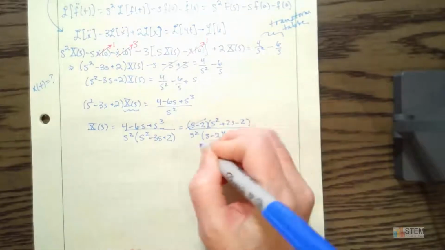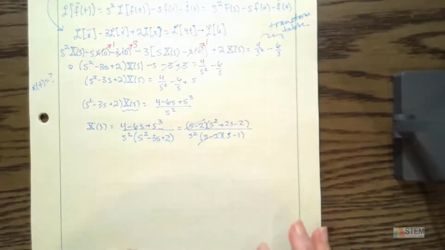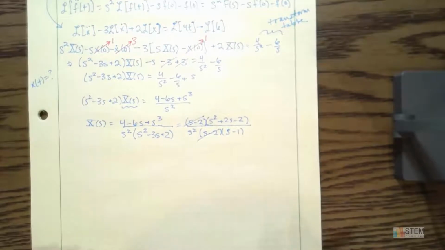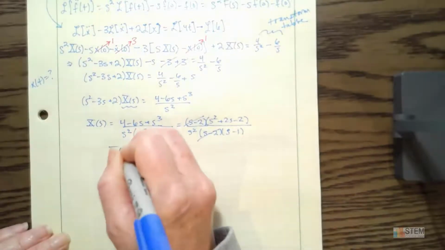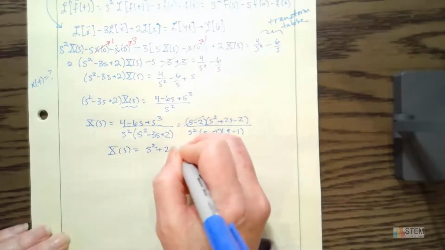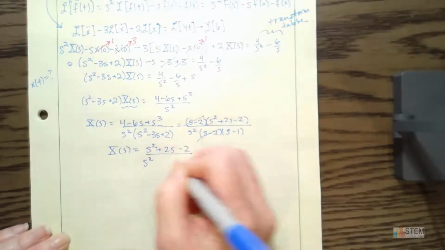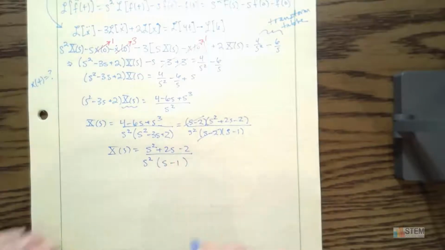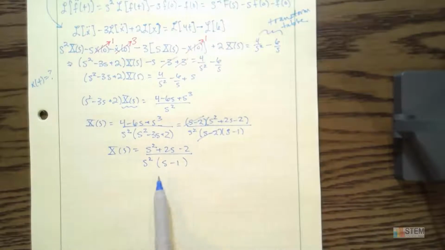Okay, so now these two will cancel. All right, so that's good. And let's see what we should do next. Let me rewrite this first. All right, so we have our s squared plus 2s minus 2 up top, and then we have s squared times s minus 1 in the denominator. Now if you notice, we've got this complicated fraction here. It's got polynomials on top and bottom. What we want to do now is use partial fraction expansion.